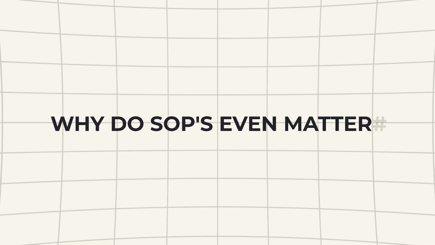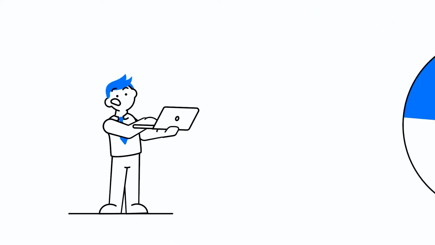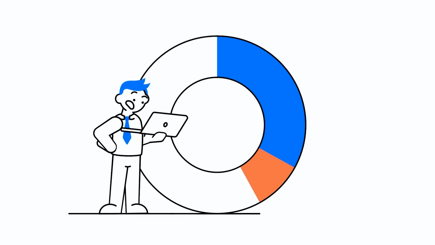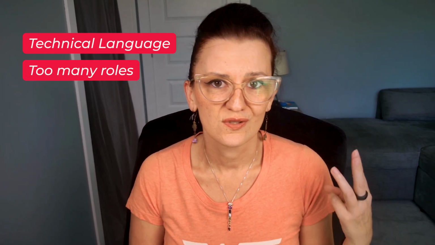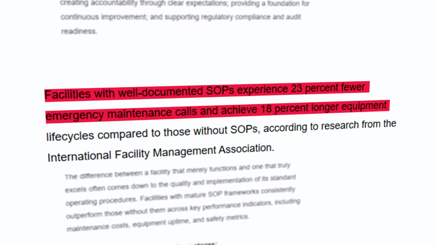Why do SOPs even matter? Let's look at a couple of numbers. A common mistake we've seen in SOP design, and others have too, is that when SOPs are written in overly technical language or cover too many roles, it causes employees to waste time trying to interpret those instructions. And not only that, McKinsey claims that companies with well-documented SOPs achieve a 15 to 25% boost in productivity.